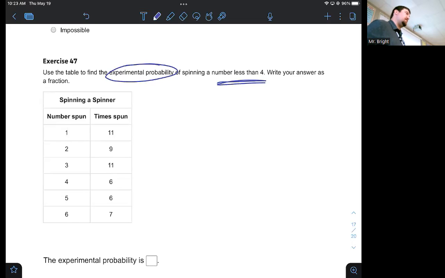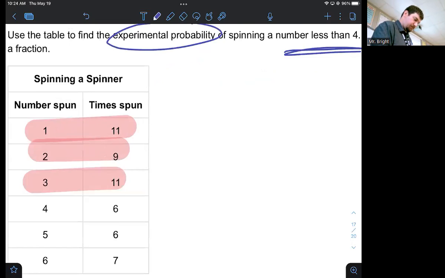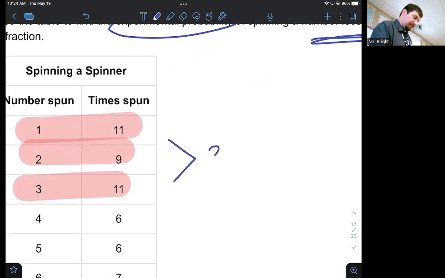What are the numbers on the spinner here that are less than 4? Maddie Cheeseman? 3, 2, and 1. Maddie Cheeseman, if you add all the times that the spinner was spun and you got a number that was less than 4, how many times did that happen? 31 times. So 11 and 9 make 20, plus 11 more is 31.